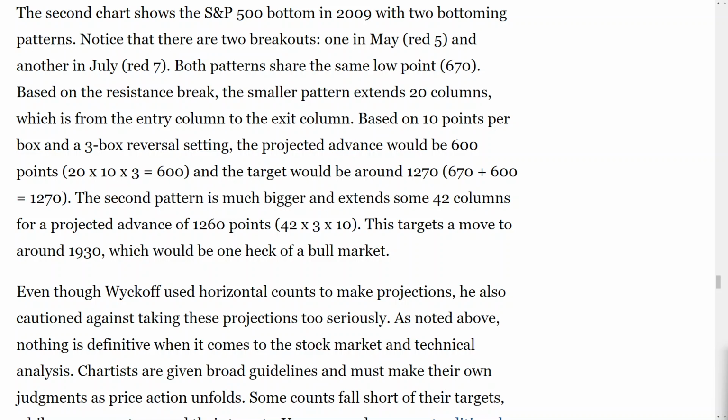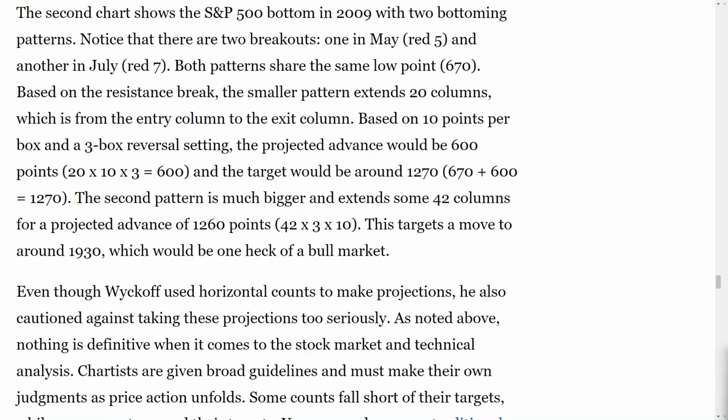The second pattern is much bigger and extends some 42 columns for a projected advance of 1260 points, 42 by 3 by 10. This targets a move to around 1930, which would be one heck of a bull market.